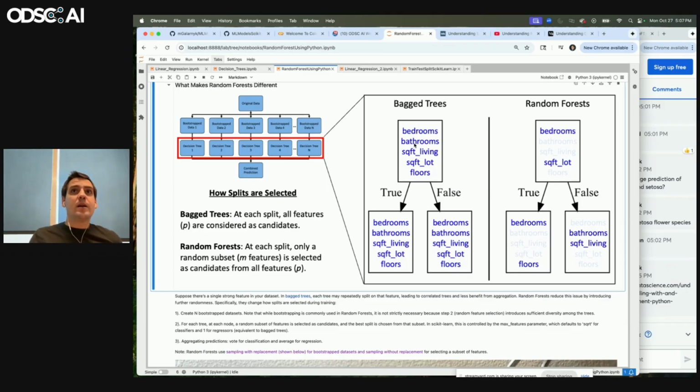One thing I mentioned to you earlier is that the way you split is you consider all the features and all the different split points you possibly could have, which is a lot, and you choose the corresponding feature and the best split point that results in a better model. For bagged trees, I allow you to consider all the features. For a random forest, well, it's random. It's in the name. At each split, only a random subset, M features, is selected as candidates from all features P. The reason why you do this is, let me ask you, why would I only want to have a model consider some features and not all of them?